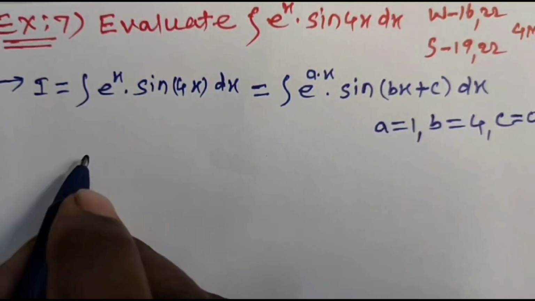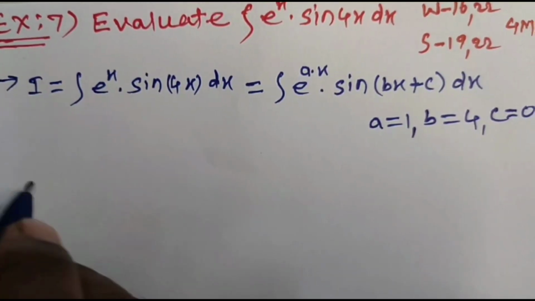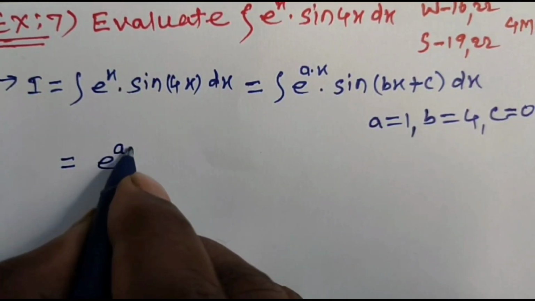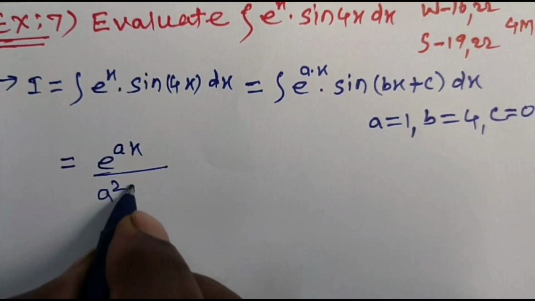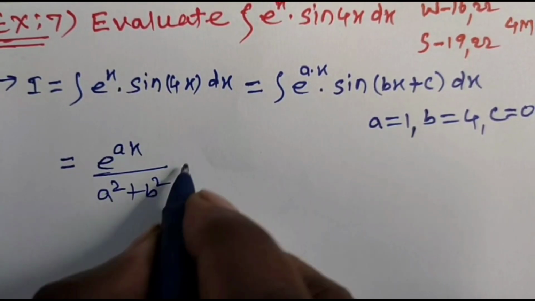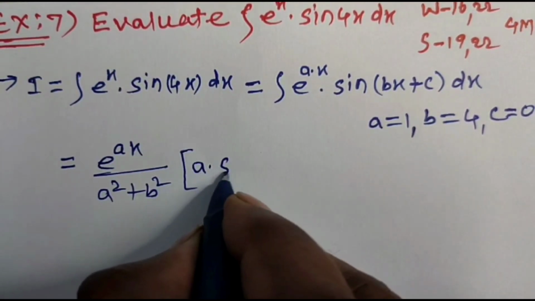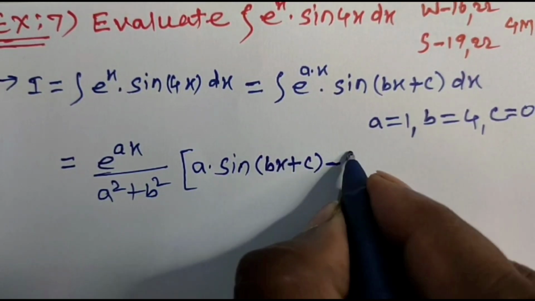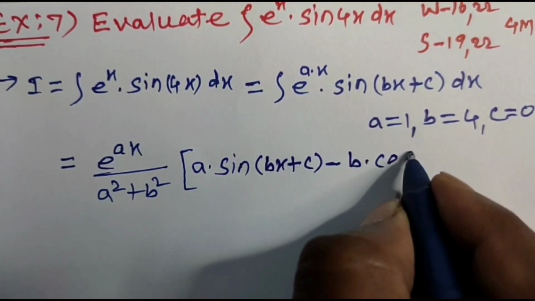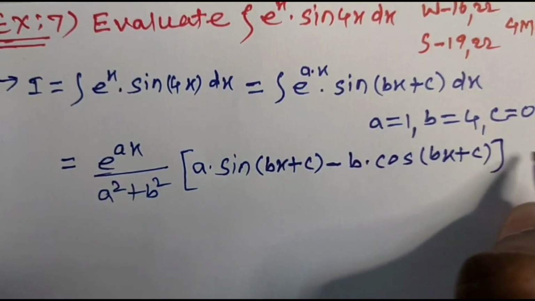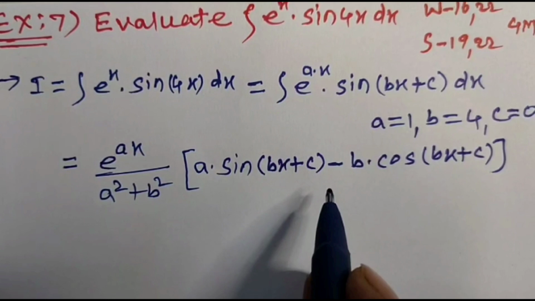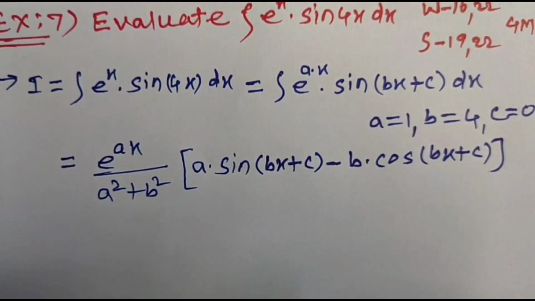Now we can write I is equal to, using this, e to the power ax divided by a square plus b square into bracket a into sine of bx plus c minus b into cos of bx plus c. Now put the values of a, b and c here. That gives the value of the given integral.